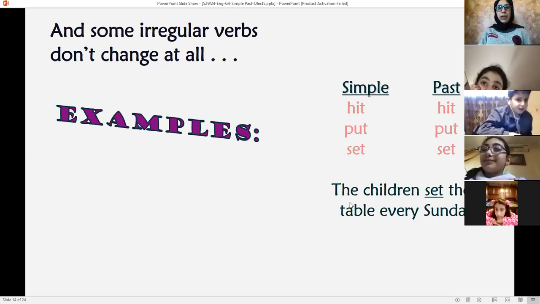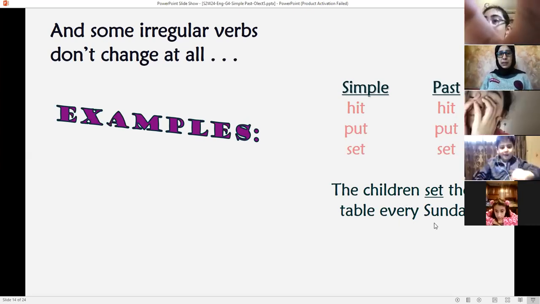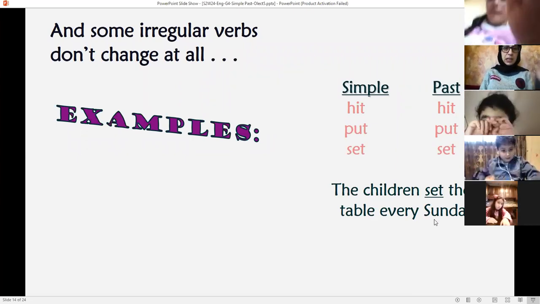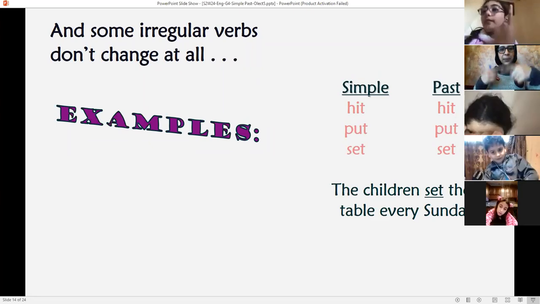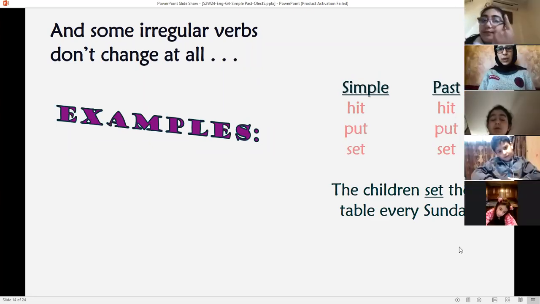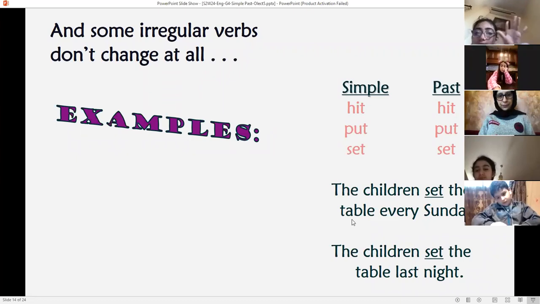For example, the children set the table every Sunday. This is a present because I have every Sunday. Remember, I use the present tense when I have actions that happen regularly or in a routine way. So this is a present tense. Or I can say that children set the table last night.